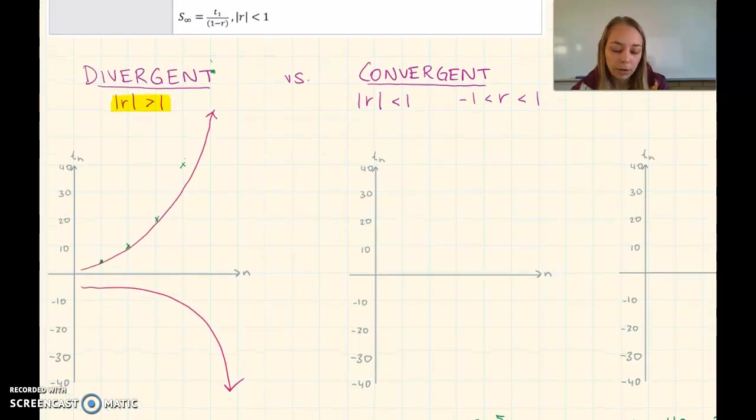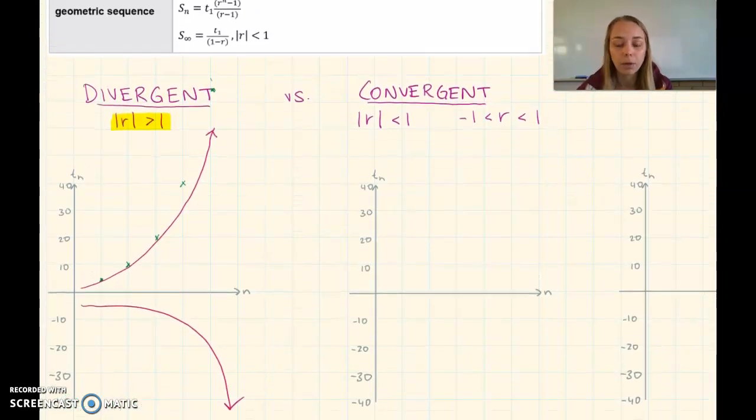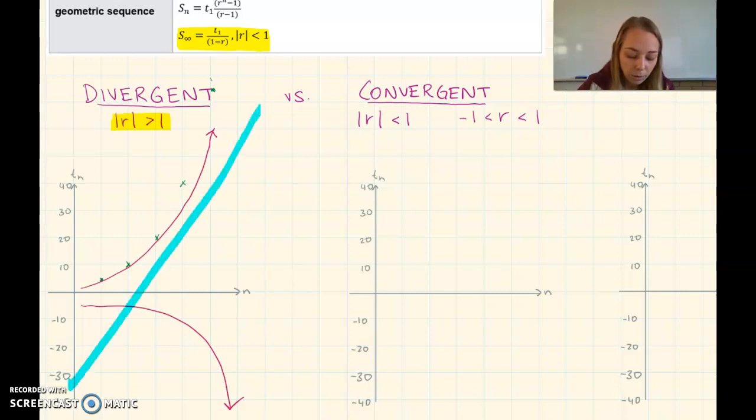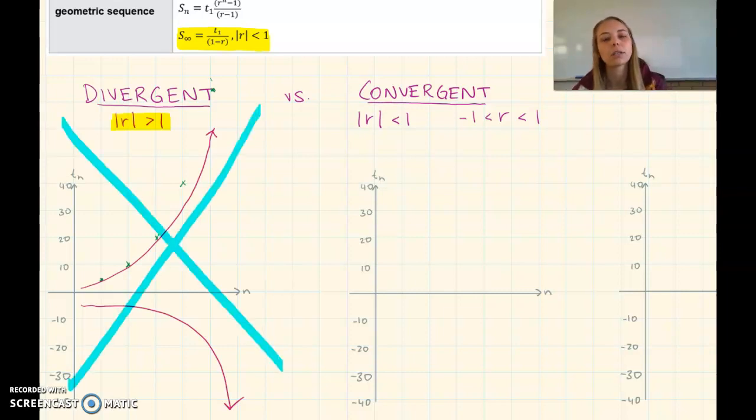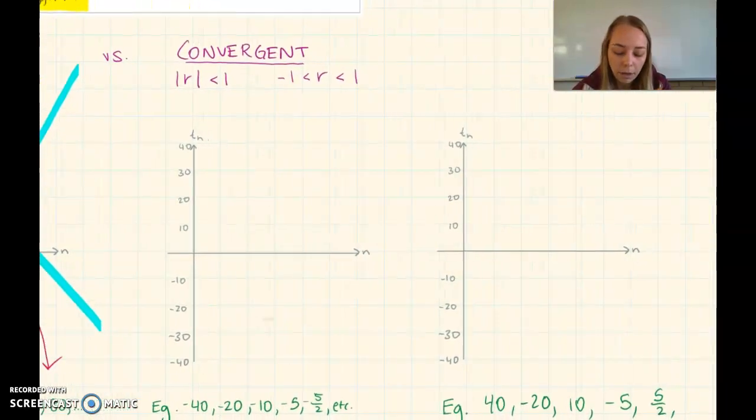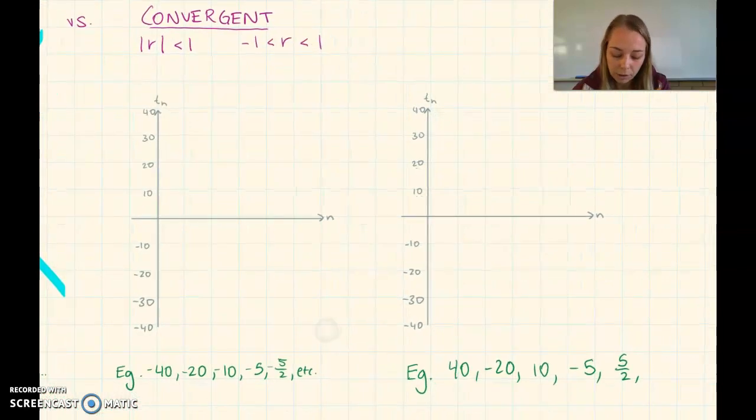Now, the formula we are looking at today is this one here, S infinity equals T1 over 1 minus r. But you'll see that there's a condition on this one, and it says the absolute value of r must be less than 1. That means this formula we are dealing with today is not going to work for divergent series. We are only looking at finding the sum of an infinite convergent series.